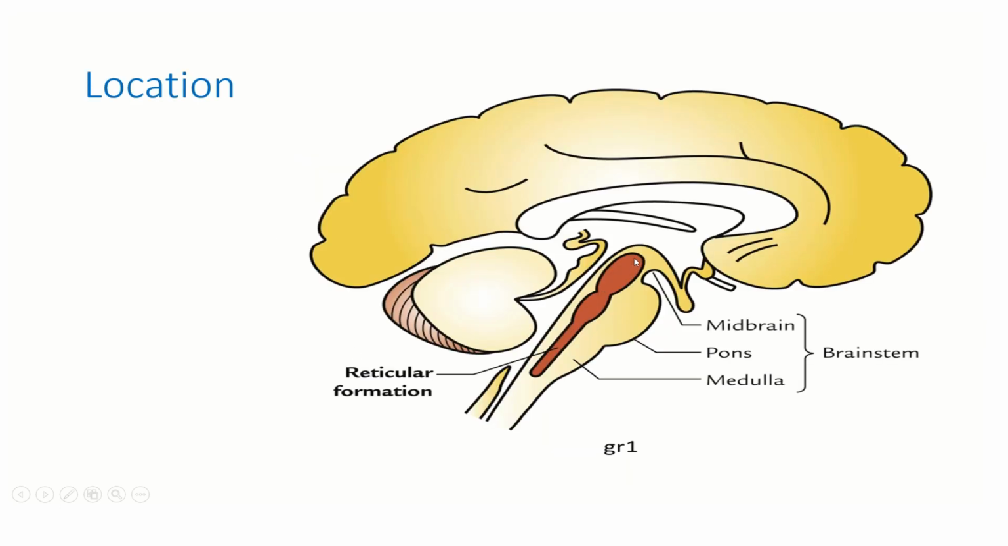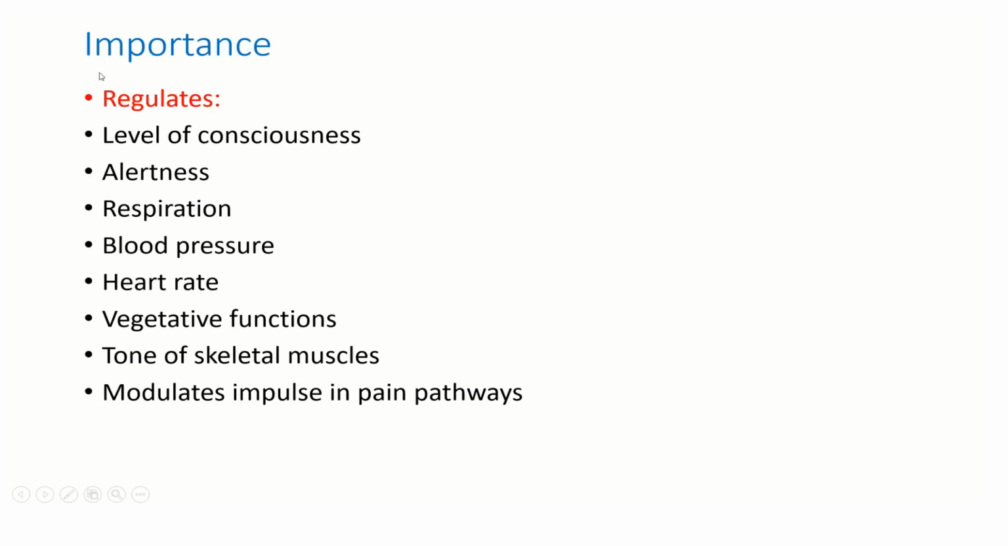So location, you can see this is the reticular formation, which is located in the brainstem extending through the medulla, pons and midbrain. Importance: it regulates level of consciousness, alertness, respiration, blood pressure, heart rate, vegetative functions, tone of skeletal muscles, and modulates impulses in pain pathways.